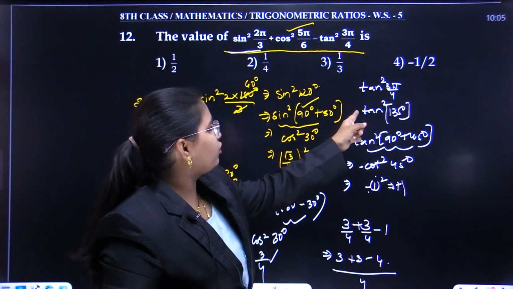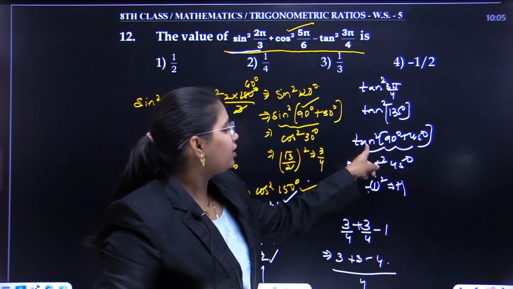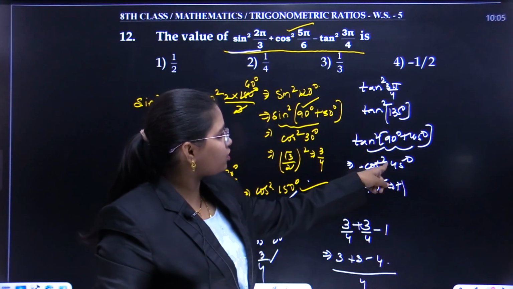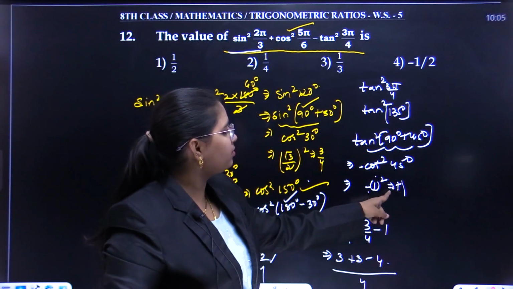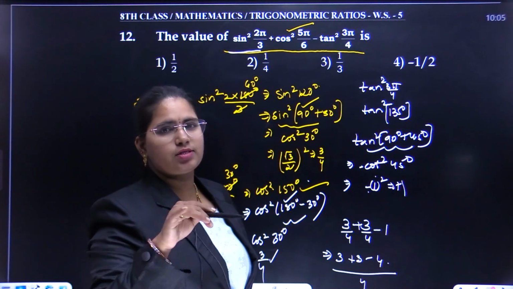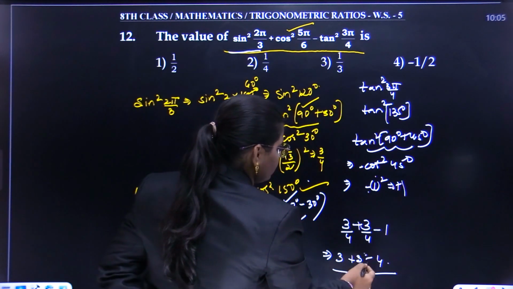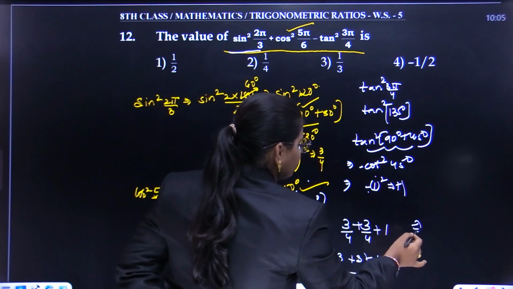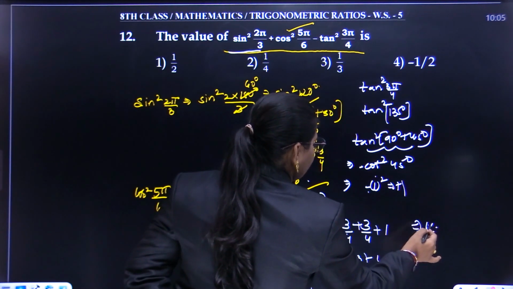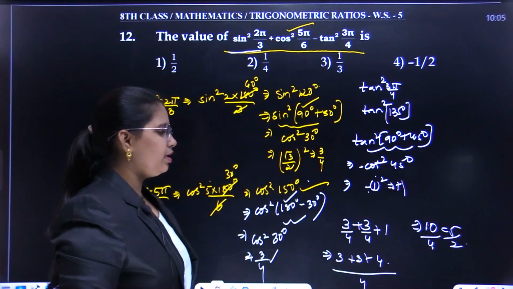Tan square 3 pi by 4. Let's begin. 3 pi by 4, 135 degree, 90 plus 45. Tan 90 plus theta is cot theta. Right? So it will be minus cot theta. Squaring of that will become plus 1, since minus 1 square is plus 1. So right, minus of minus is plus. So this will become plus 4. Just add all this together. 3 plus 3, 6, 6 plus 4, 10. 10 by 4 is actually 5 by 2.